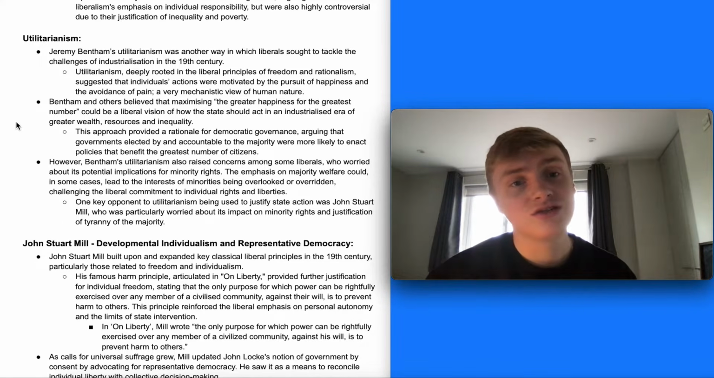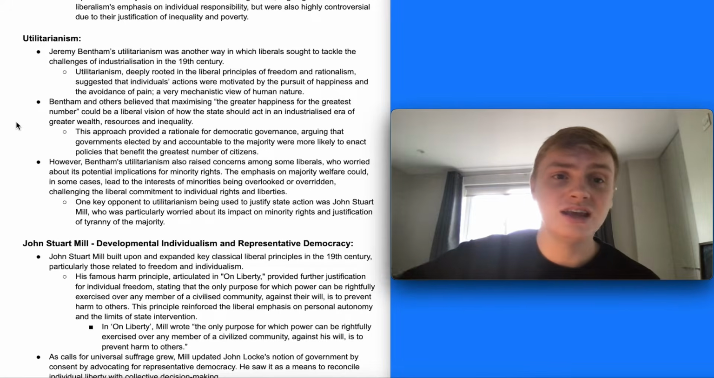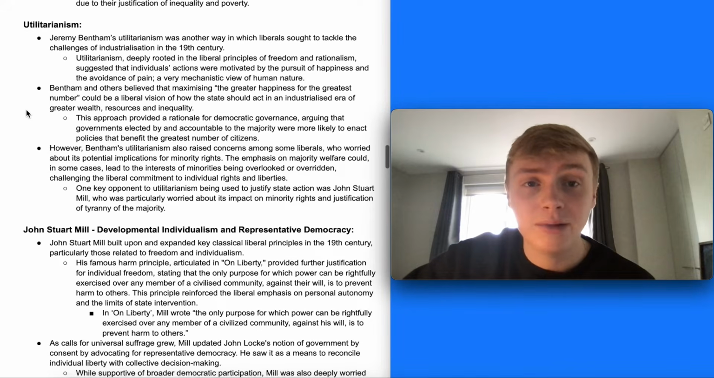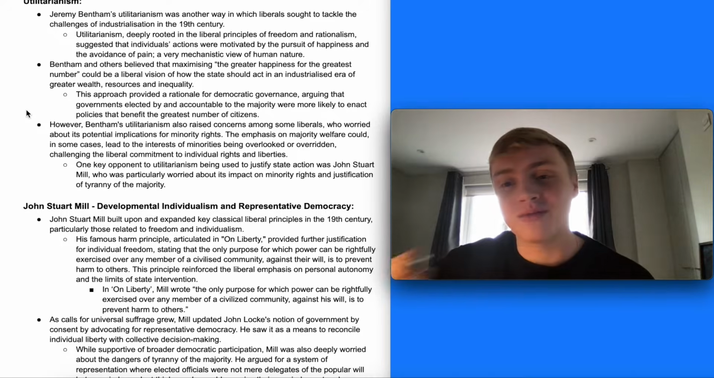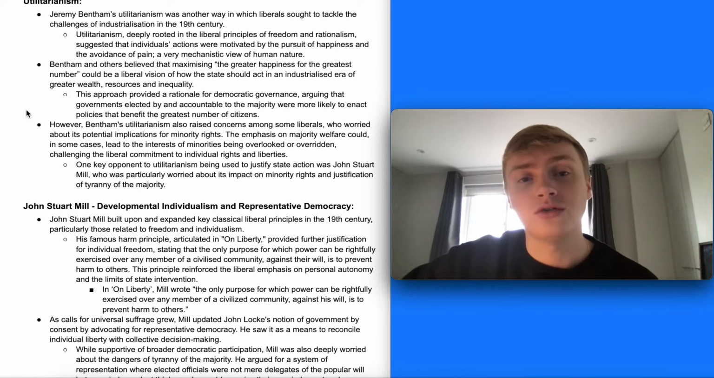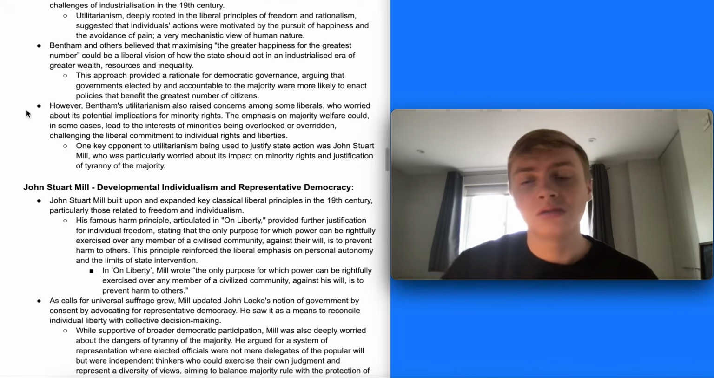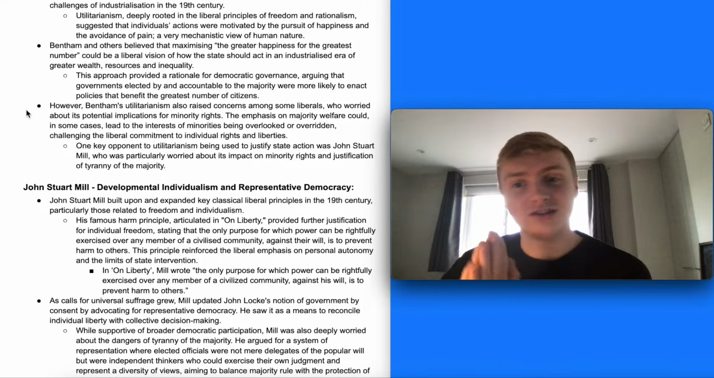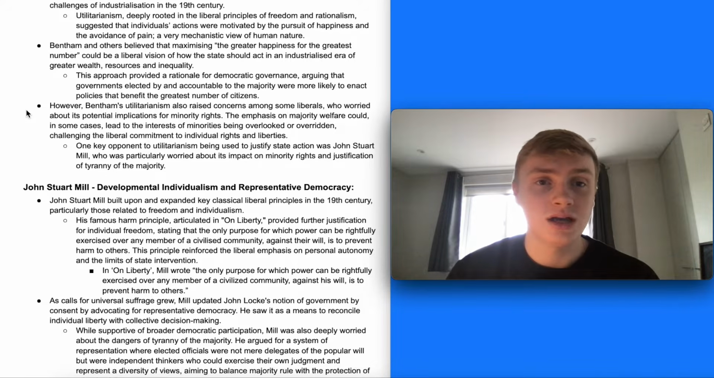And utilitarianism is really rooted in the liberal principles of freedom and rationalism, suggesting that individuals' actions are motivated by the pursuit of happiness and the avoidance of pain. So it's a very mechanistic view of human nature, which we'll look at more later in the video when we look at liberal views on human nature, which effectively almost sees it like a machine, right? It's in contrast to conservative views who see humans as quite motivated by emotions and imperfect. This is a lot more mechanistic, rational view of human nature.